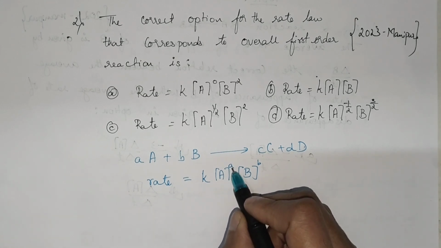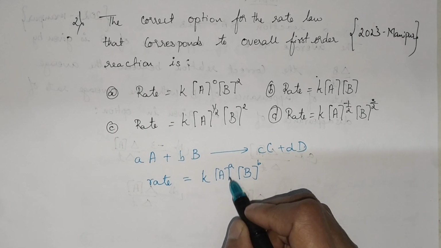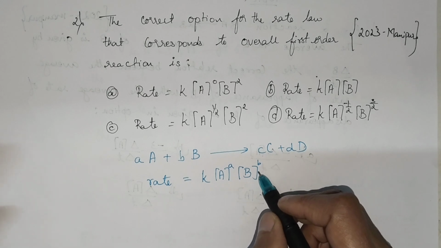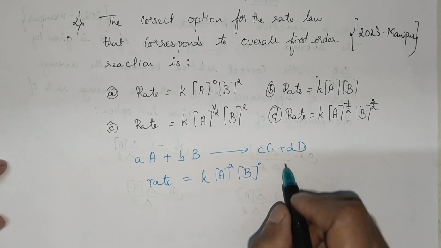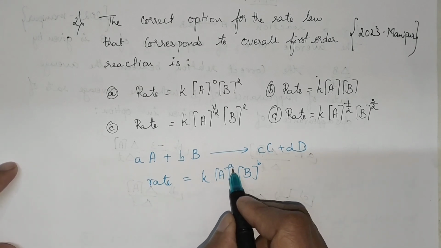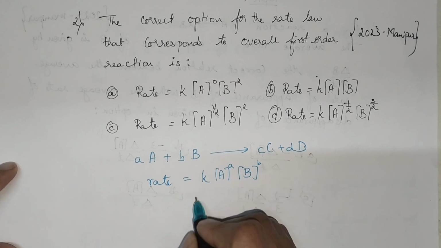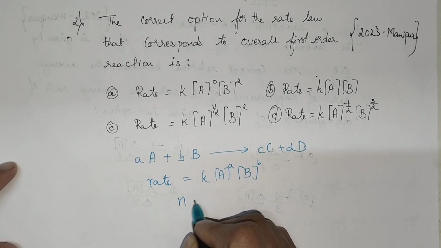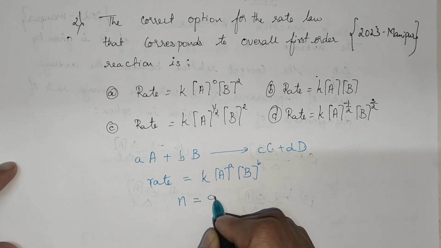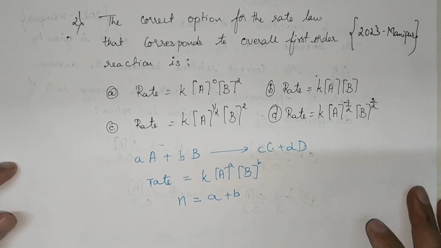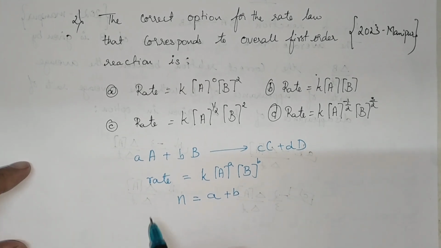Here small a is the order of the reaction with respect to A, and b is the order of the reaction with respect to B. What is the overall order of the reaction? The overall order of the reaction is the addition of these individual orders. So if I consider n to be the overall order of the reaction, n is equal to a plus b. This is the standard way of doing it.